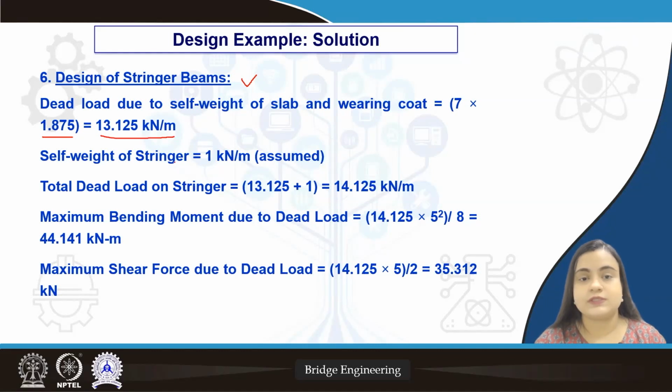Self weight of the stringer is approximated to be 1 kilonewton per meter. The total dead load then on the stringer is 13.125 plus 1, that is 14.125 kilonewton per meter. Now the maximum bending moment due to dead load can be obtained as 14.125 times 5 square by 8, that is equal to 44.141 kilonewton meter. The maximum shear force due to dead load is 14.125 times 5 by 2, that is equal to 35.312 kilonewton.